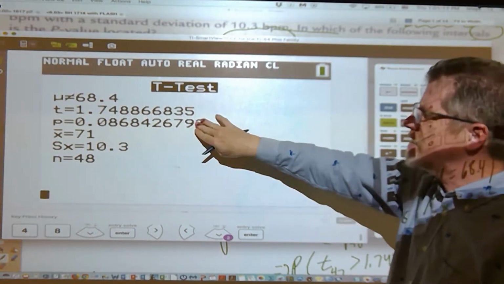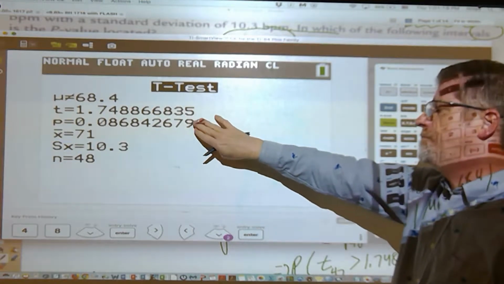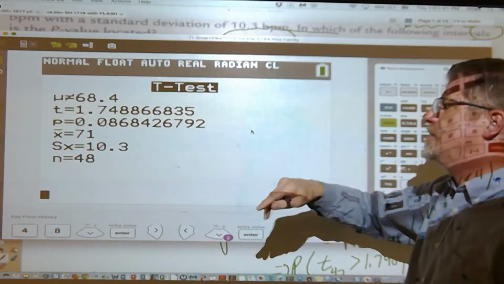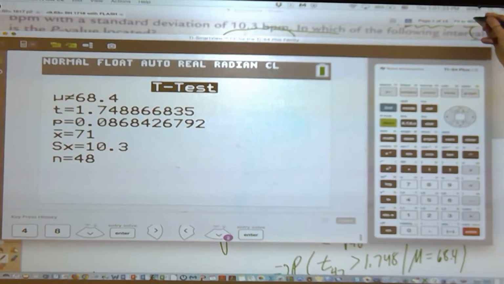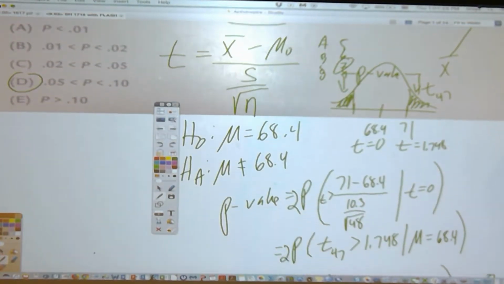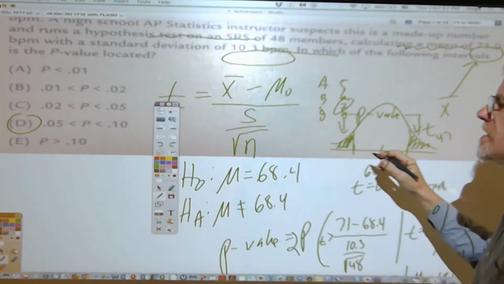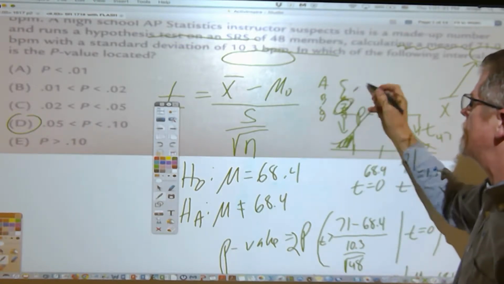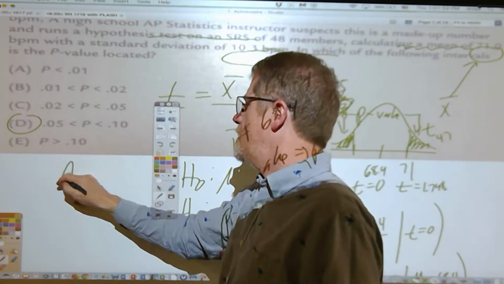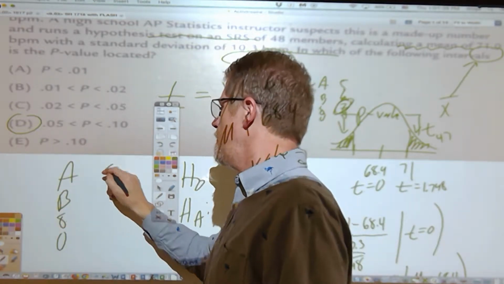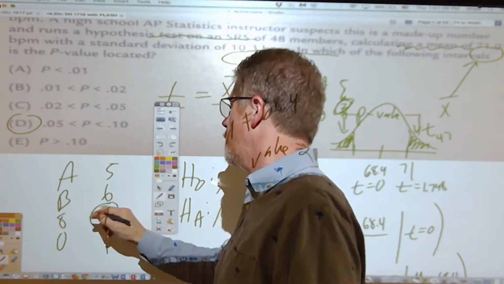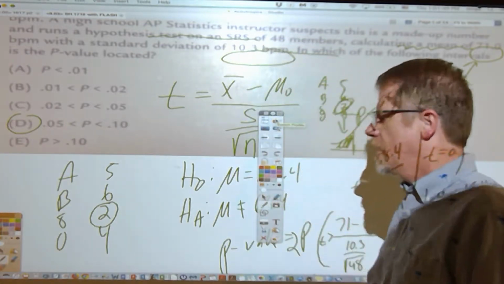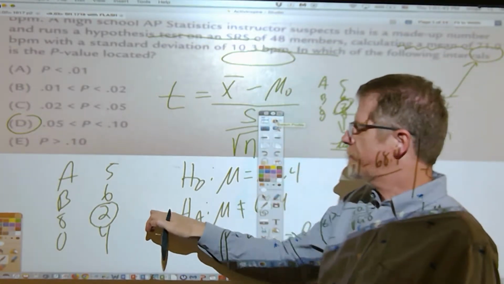But by far the fastest way to do this problem is using STAT TESTS 2. So this is all leading up to today's new lesson, which is basically putting the 2 in the STAT TESTS menu. We're going to be doing the t-test for means.